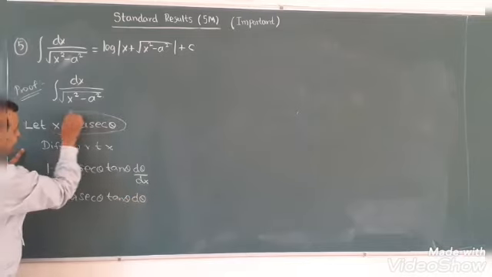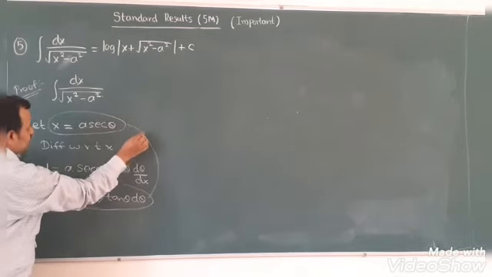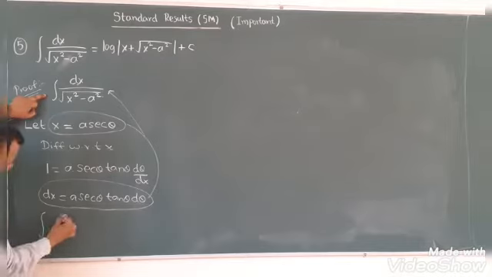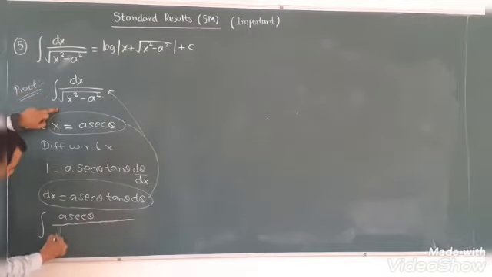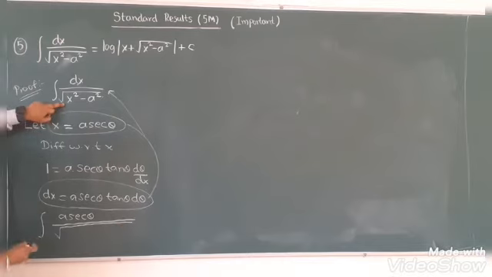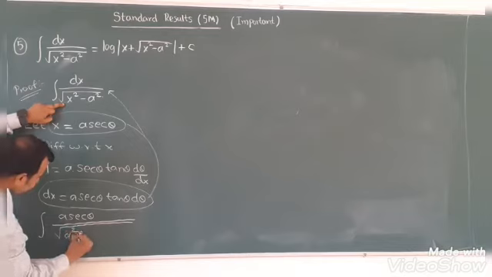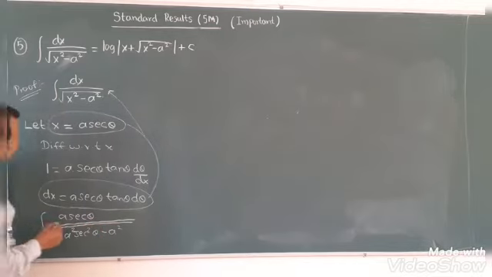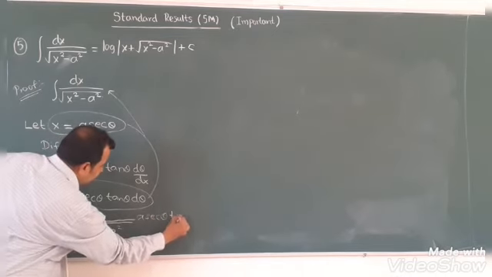So this value of x and this value of dx I am keeping here. So this will become what actually? So this we can write as integral of a secant theta divided by square root of x square. So what is x square? It is a square secant square theta minus a square. Dx is nothing but it is a secant theta tan theta d theta.